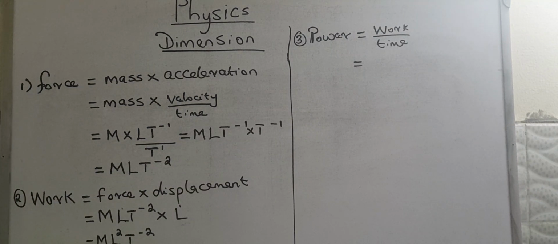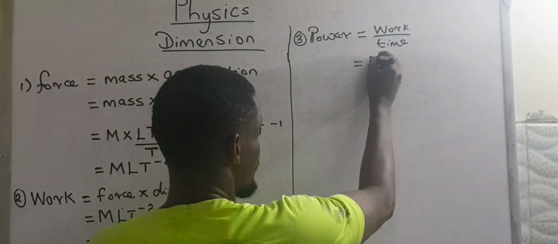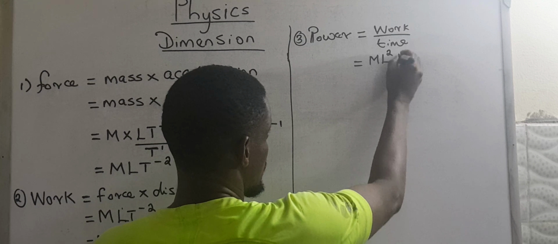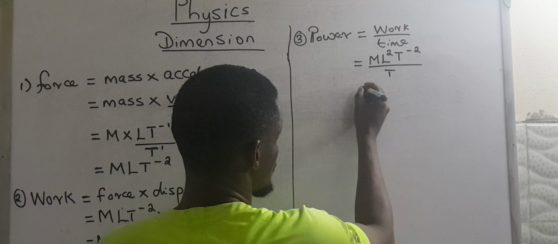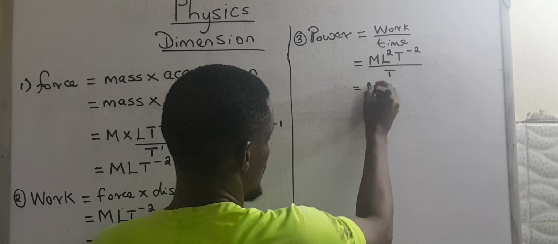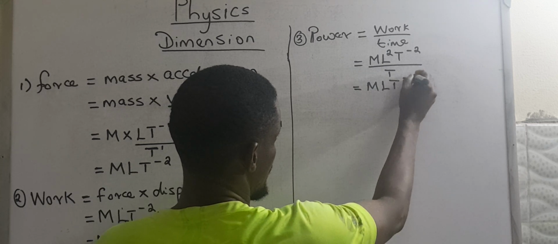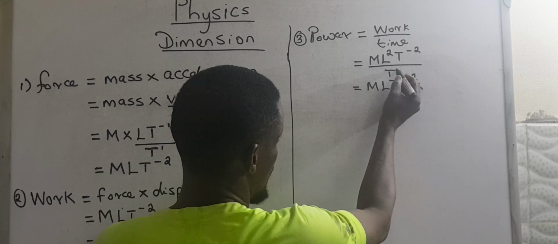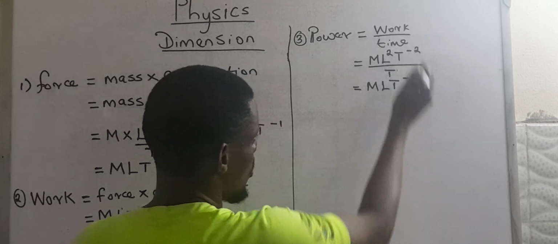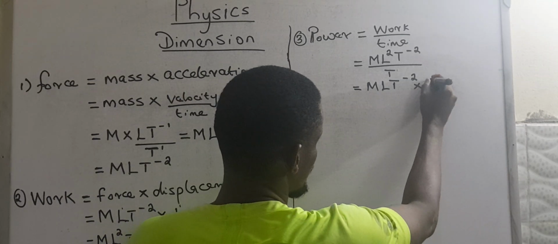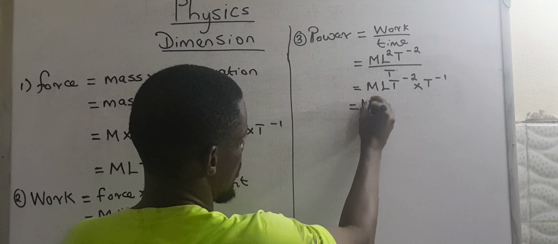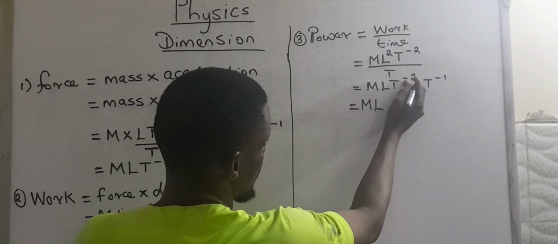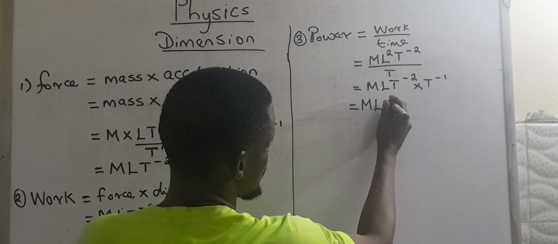So the dimension of work here is ML² T⁻². So I have ML² T⁻². Time is T. So this gives me ML² T⁻² times T, where the power here is 1. If I take T to the power 1 up, the power of T becomes minus 1. So this gives me ML², minus 2 minus 1, since this is T, it's minus 3.